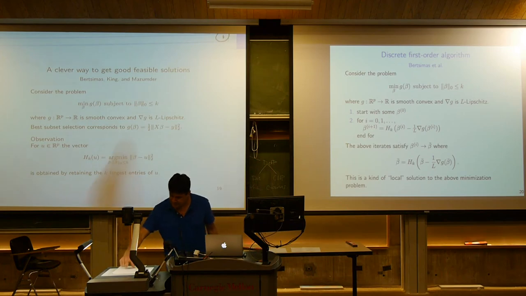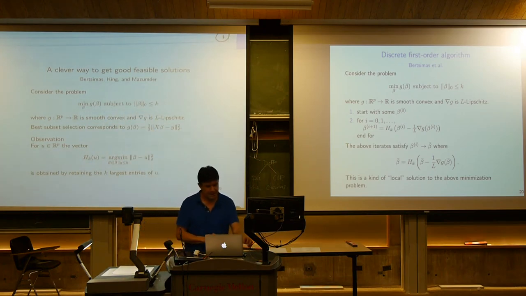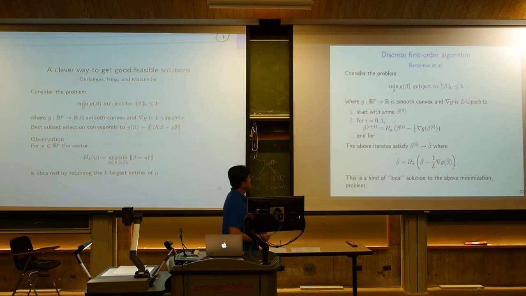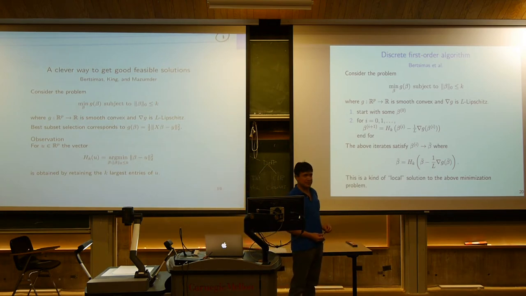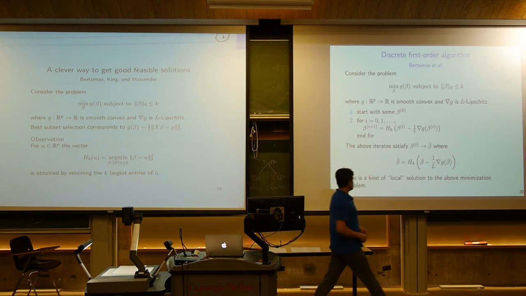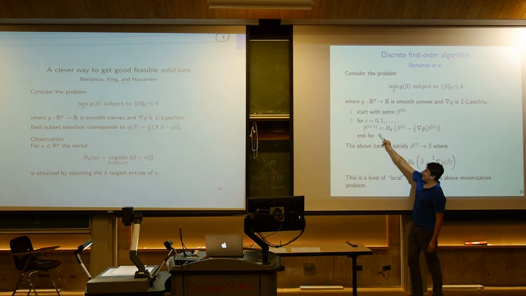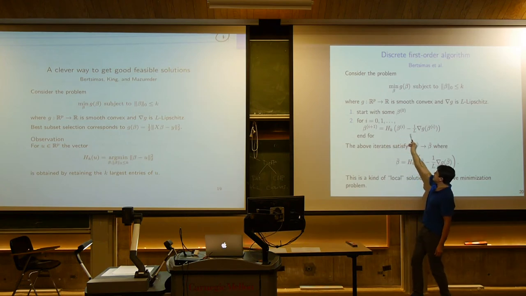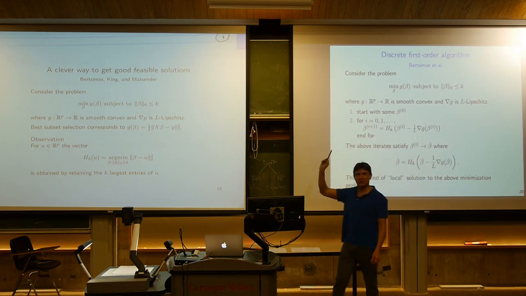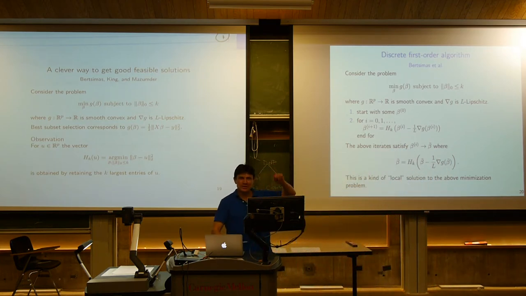So to solve this problem, they suggested this kind of discrete first order algorithm. Essentially do gradient descent, but supplemented with hard thresholding. So you start with some initial beta, and then every time you do something that is just like gradient descent, but then you do hard thresholding. That way you ensure that your beta is going to have the right cardinality.